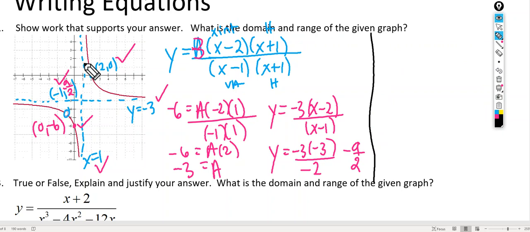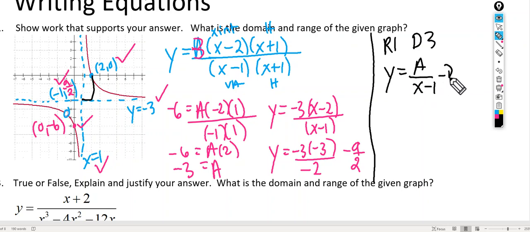Okay, what if you notice that this kind of looks like a parent function, right 1, down 3. And I'm looking at this, and the stretch appears to be 3. So y equals a over x minus 1, minus 3. Now I can solve for the a value here. Okay, it might be different than the a value that's in the standard form. Okay, which is fine because they're in different formats, so these a values are going to be different. So I'm going to plug in this y-intercept, and I'm going to solve.